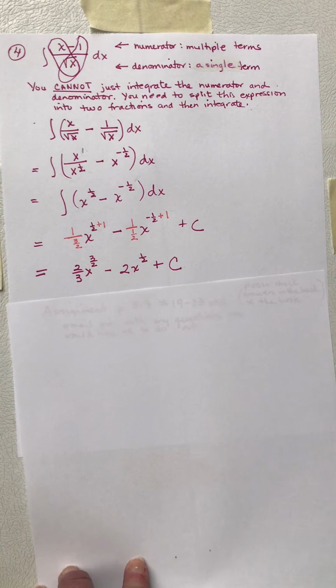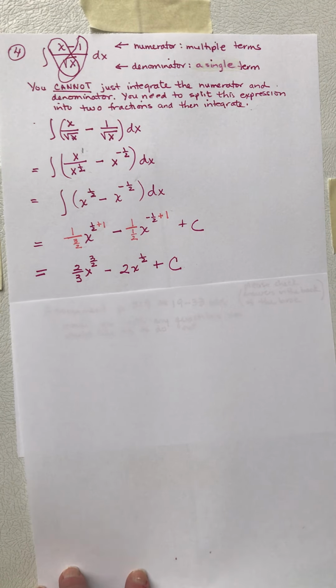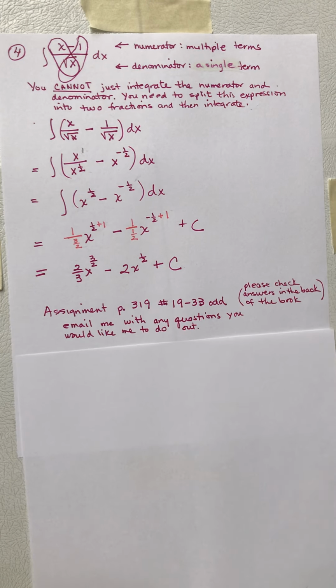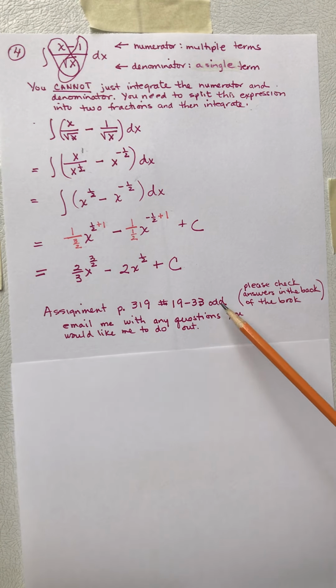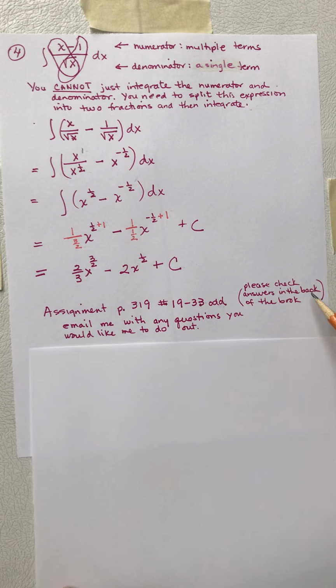I hope I didn't overload you on this, but I have lots of confidence that you could do this. And so guess what? Here we have an assignment. It's on page 319. It's 19 to 33 odd. And remember to check your answers in the back of the book.